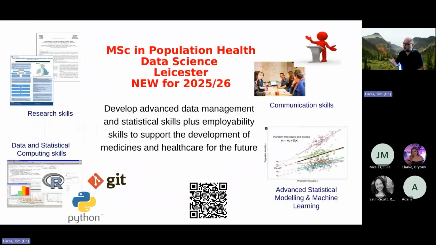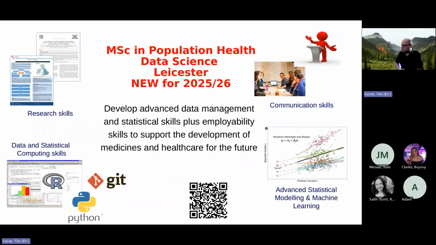So this is a new course, new for this autumn. We'll be developing advanced data management and statistical skills, with also a focus on employability, with the goal of going into the medicine or healthcare industries, either academia, industry, NGOs, or various other parts of the research world.